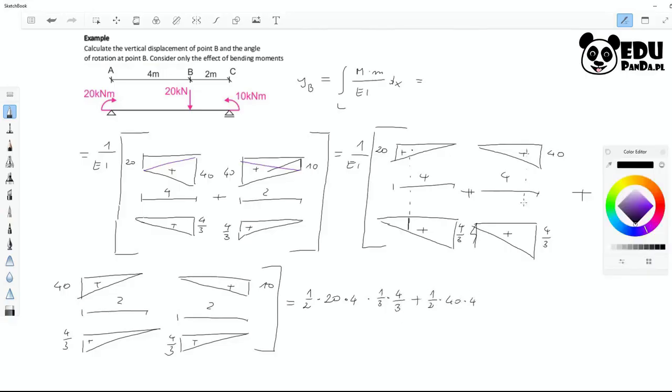Add 1/2 times 40 times 2. Times. Project the center. It will be 2/3 times 4/3. Add 1/2 times 10 times 2. And the center is here. So times 1/3 times 4/3.